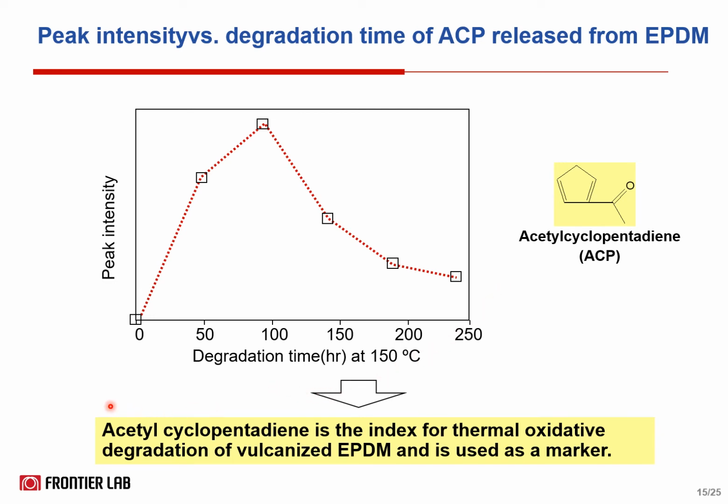Therefore, acetyl cyclopentadiene (ACP) could be the index for thermal oxidative degradation of vulcanized EPDM and could be used as a marker compound.